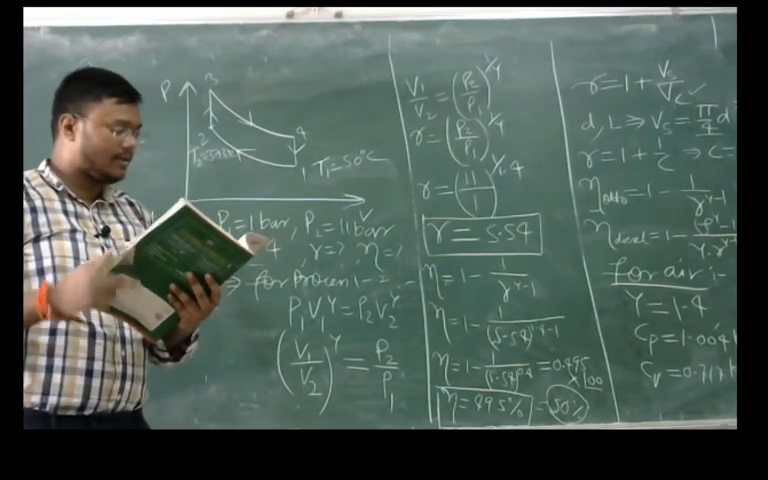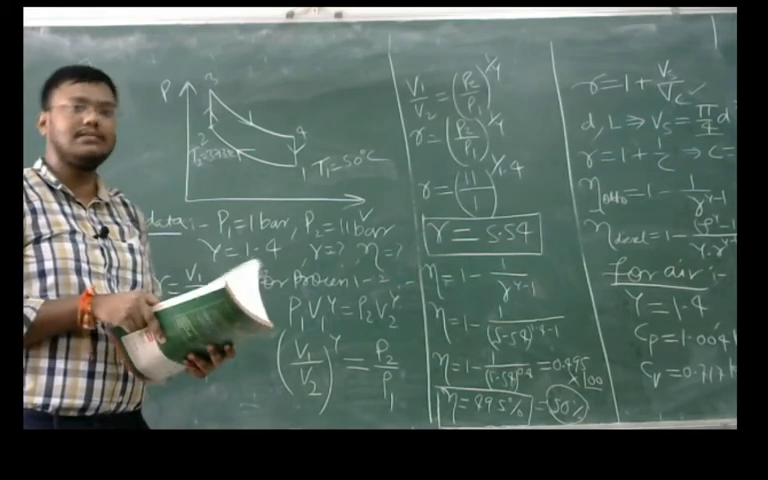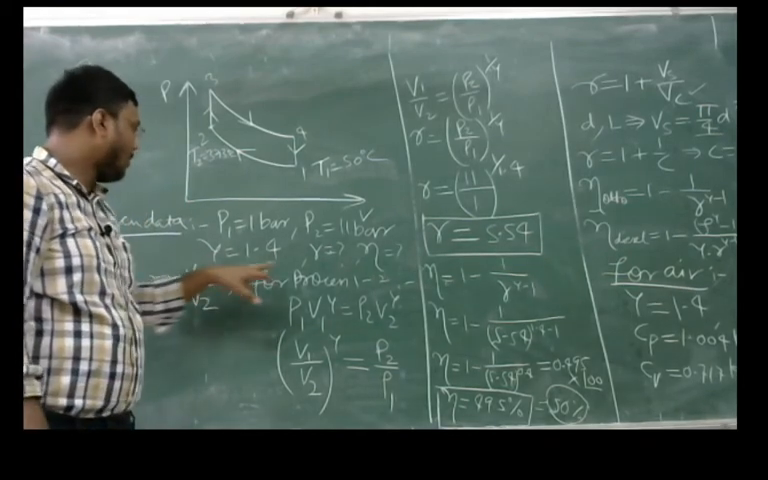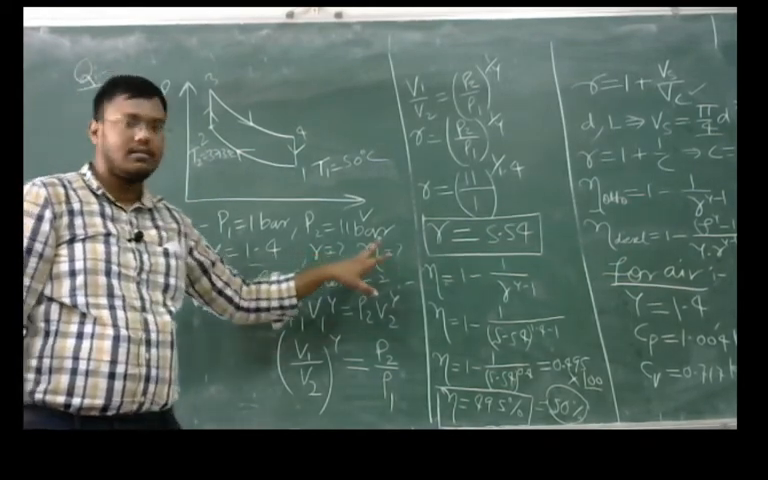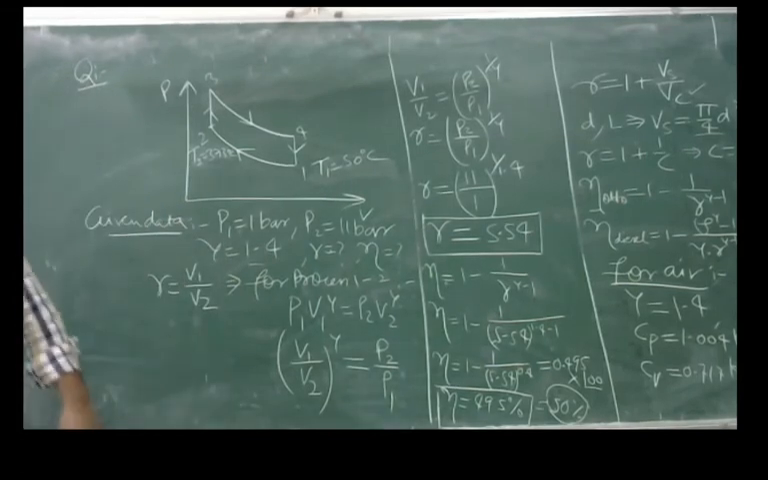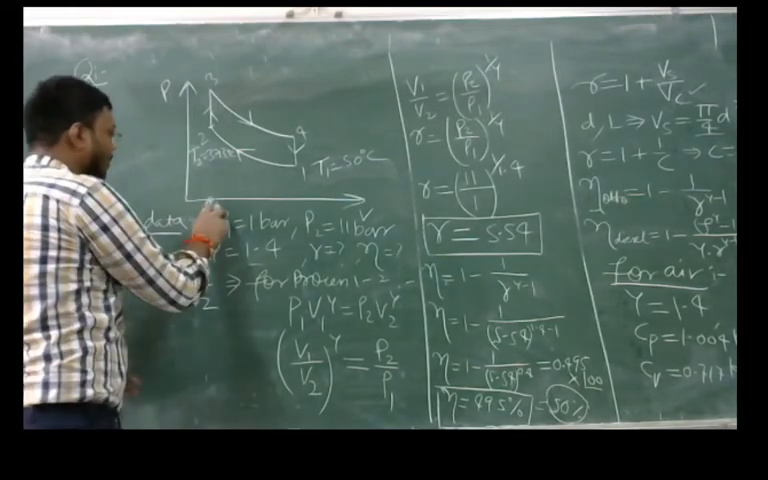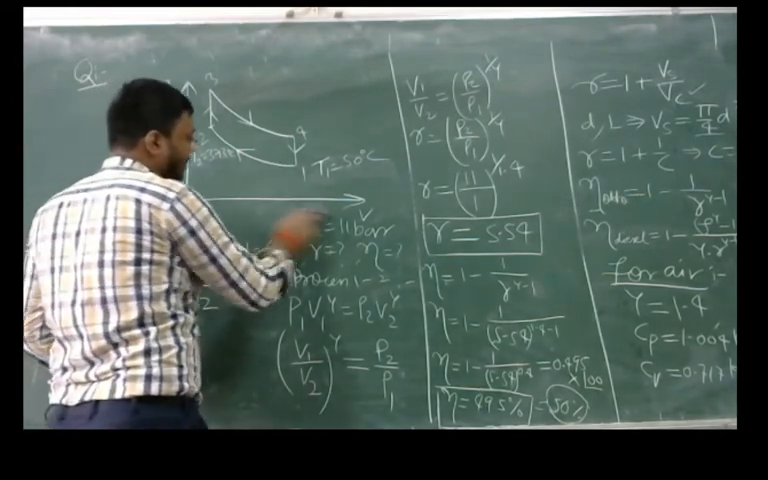Find the compression ratio and air standard efficiency. Again the same question is asked about compression ratio and efficiency. Now first you write the given data. So in place of pressure, now temperature is given.